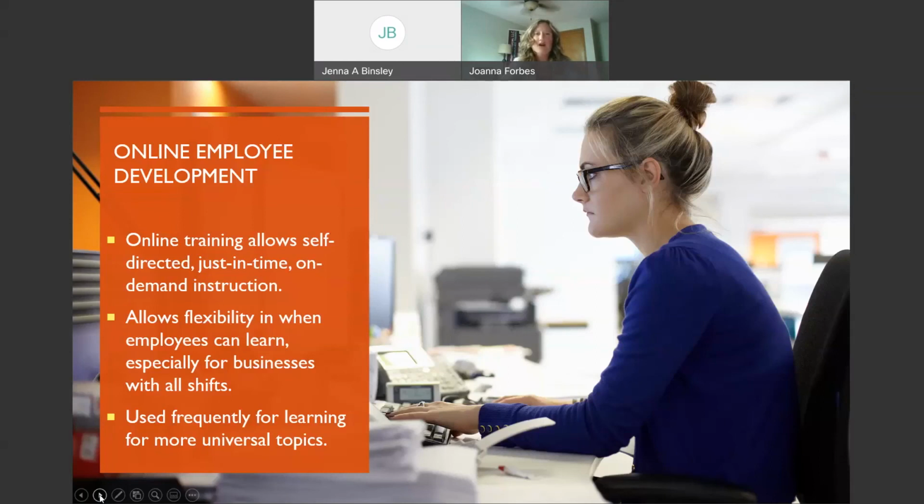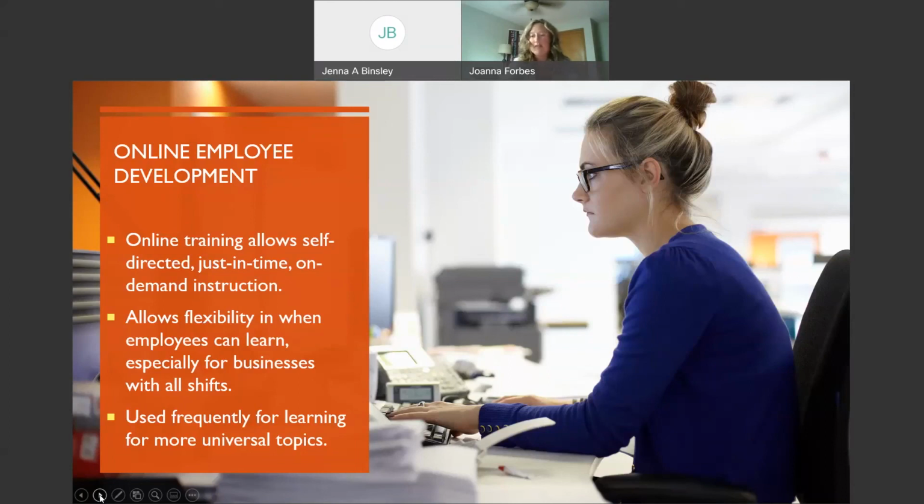So, and then we do have our online employee development. Of course, this is becoming more common. Sending employees away to trainings is definitely more expensive. Online is definitely less expensive and a simpler way to go. And it does allow for that self-directed, on-demand instruction. And it allows that flexibility.